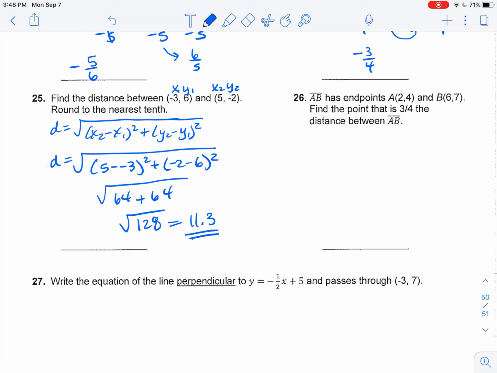I used a calculator earlier, and that's 11.3 to the nearest tenth. Tenth is 1 decimal place. 26, AB has endpoints given. Find the point that is 3/4 the distance from A to B.